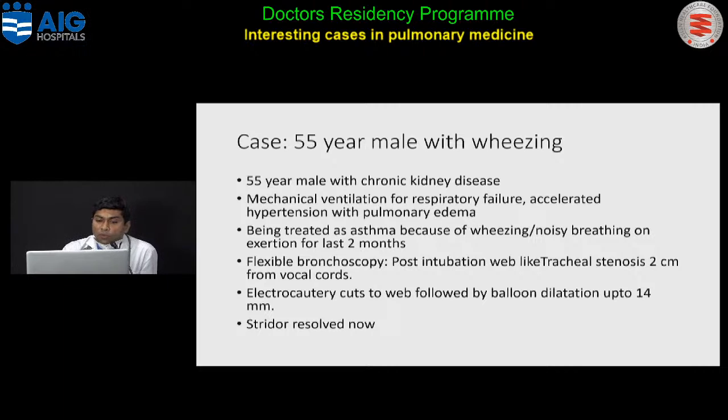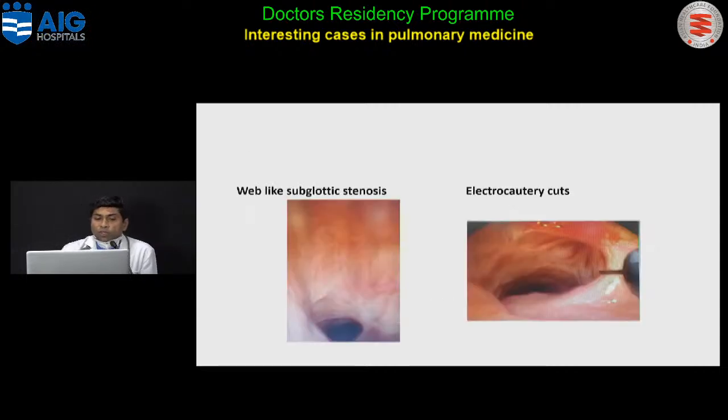which was 2 centimeters from the vocal cords. So this patient was given electrocautery cuts to the web, followed by balloon dilatation up to 14 mm. The stridor resolved, and this patient on follow-up is doing well. This is the web-like subglottic stenosis, and these are the electrocautery cuts given to this patient.